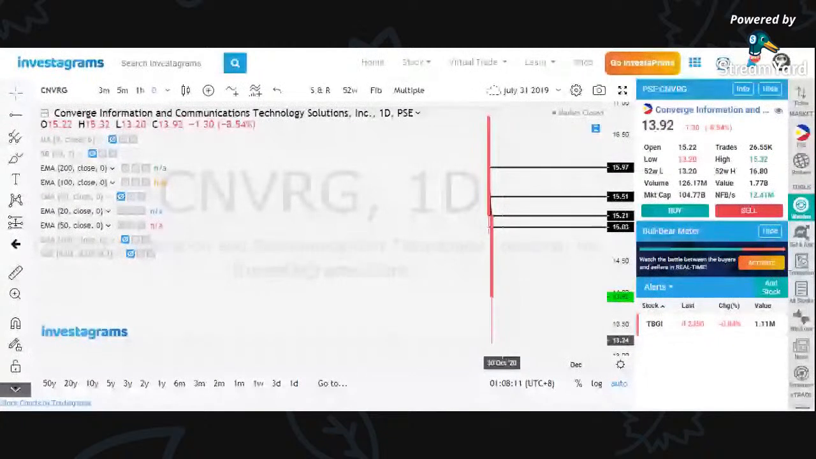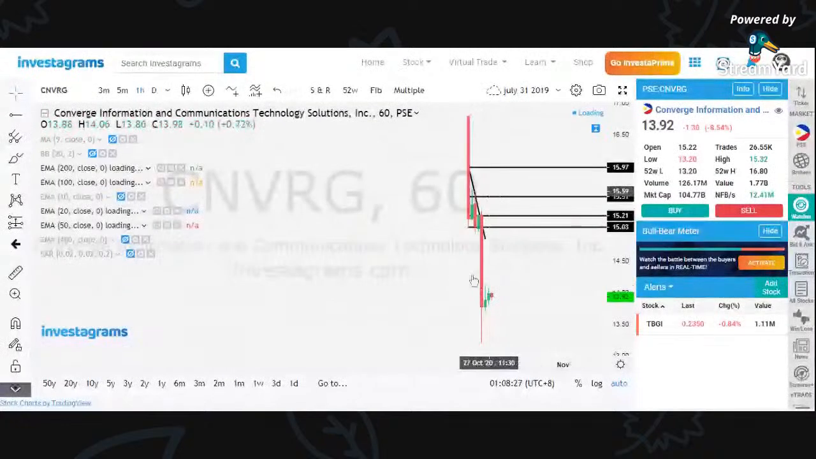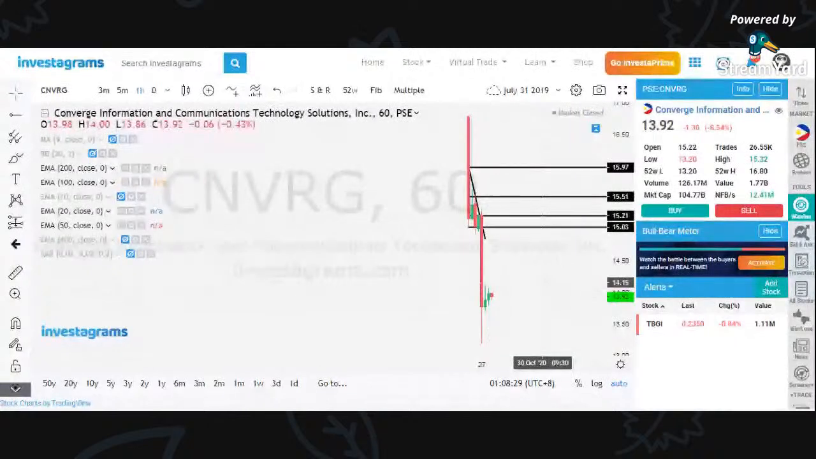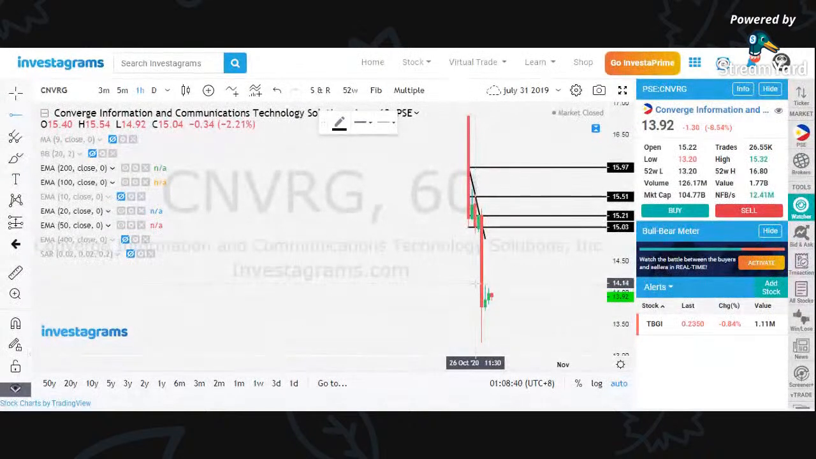If we see the daily chart, we cannot see any pattern here. As I said yesterday, we will lower the time frame to 1 hour. In the 1 hour chart, it created resistance in this area. Okay? It created resistance in this area.